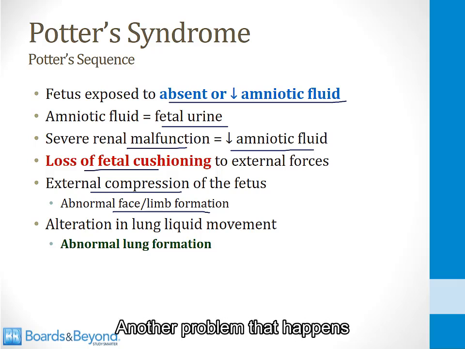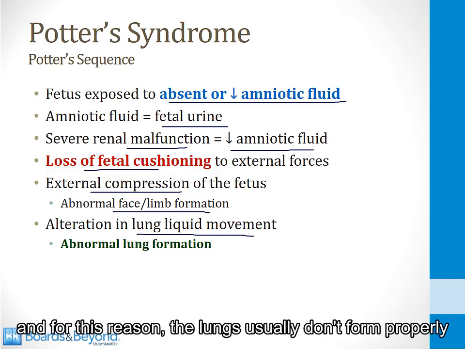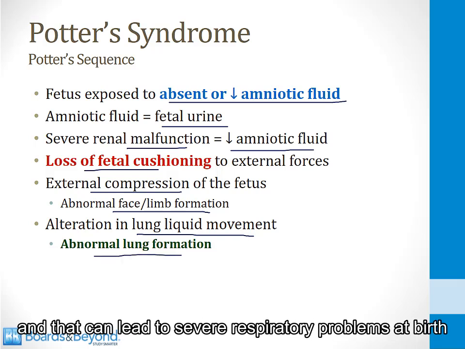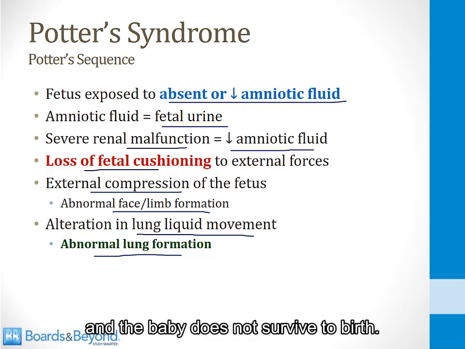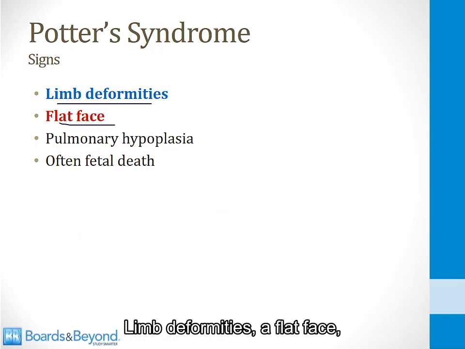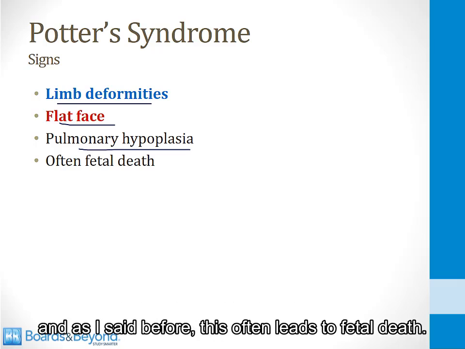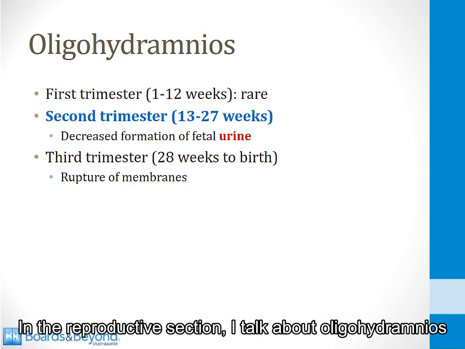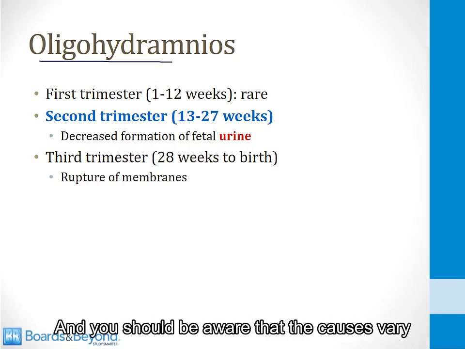Another problem that happens is that you don't have the normal liquid environment in the lungs while they are developing, and for this reason the lungs usually don't form properly, and that can lead to severe respiratory problems at birth if the child survives. In many cases, Potter syndrome is fatal, and the baby does not survive to birth. So here's a summary of the things you can see in a baby with Potter syndrome: limb deformities, a flat face, pulmonary hypoplasia, which is poor development of the lungs, and as I said before, this often leads to fetal death.